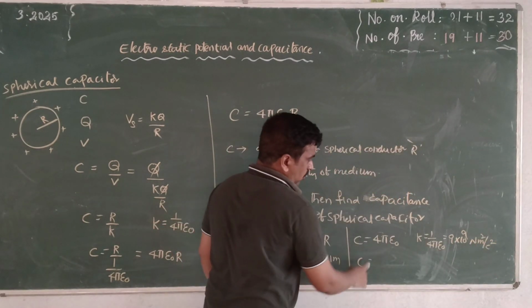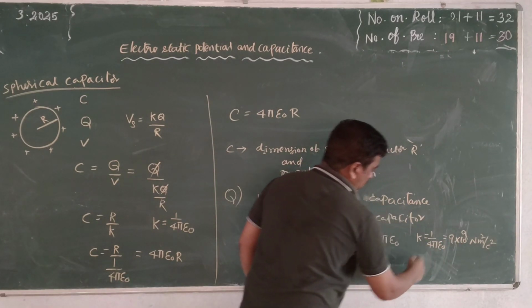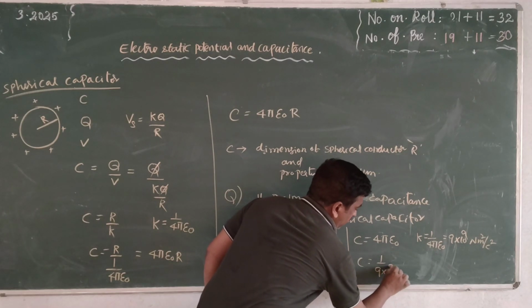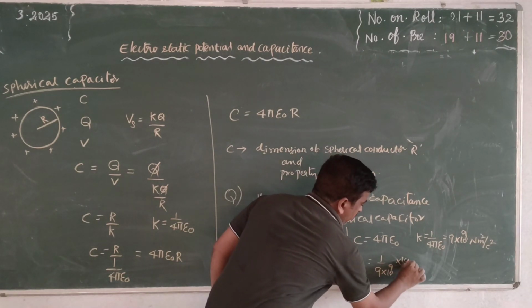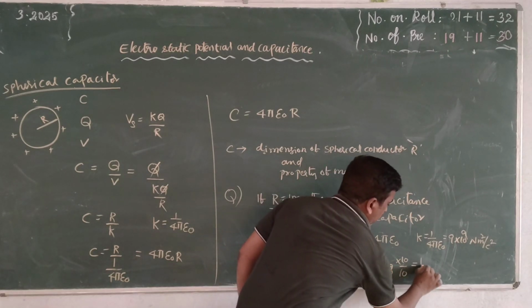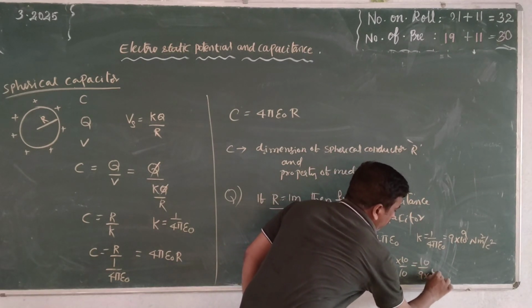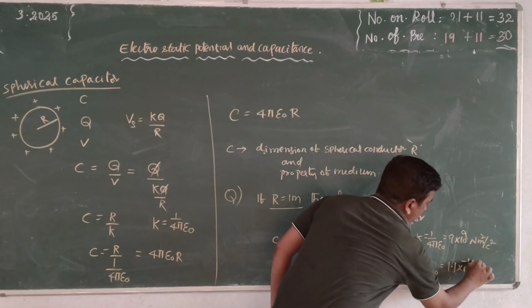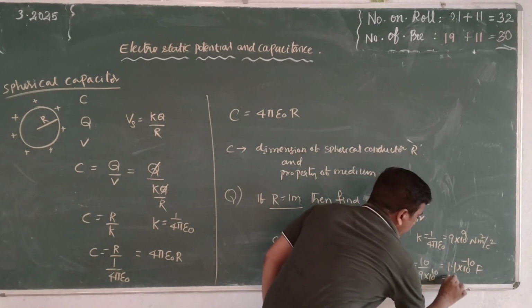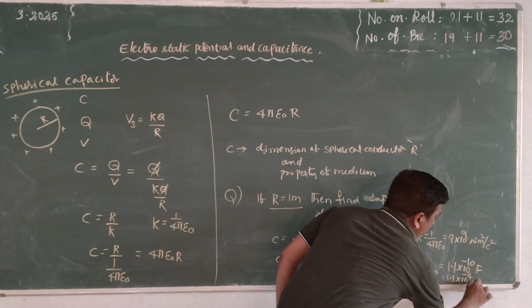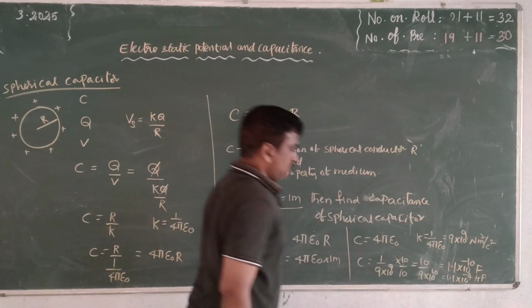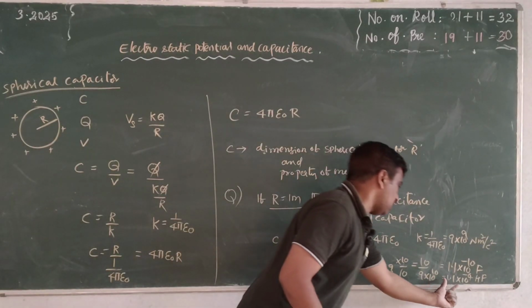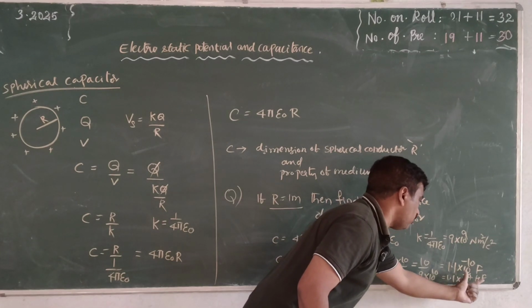So C equals, 4 pi epsilon naught value is 1 by 9 into 10 power 9. We can multiply the numerator and denominator by 10. What we get is 10 by 9 into 10 power 10. Dividing, we get 1.1 into 10 power minus 10 farads. We can write that as 1.1 into 10 power minus 4 microfarads. So this is the capacitance of the spherical capacitor if the radius equals 1 meter.